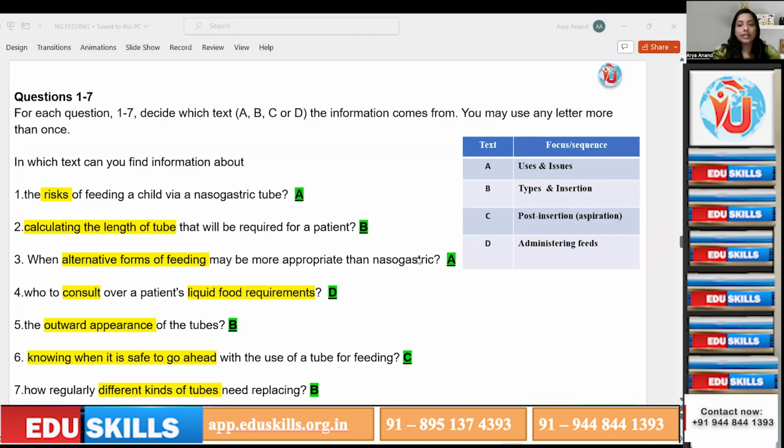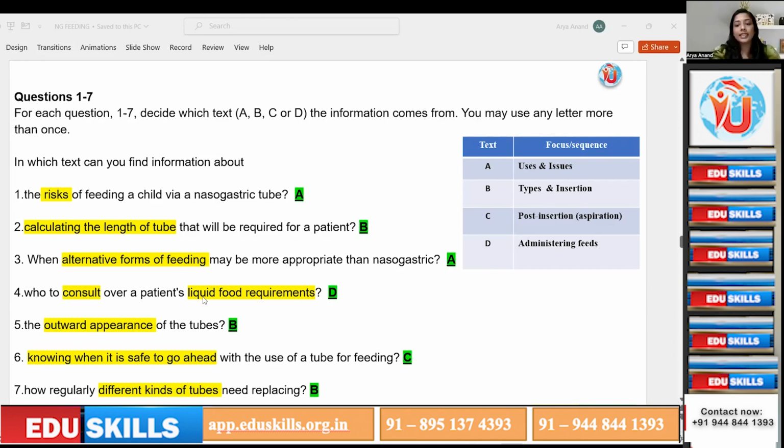Then when alternative forms of feeding may be more appropriate than nasogastric. Where will it be? Ma'am, alternative forms of feeding, the breast milk feeding and all that, feeding pump. D, ma'am. Regarding gastrostomy, where it is alternative forms of feeding. Inserting what? Nasogastric feeding, right? Yes, in A we have discussed that. I'll show you later where the particular sentence is.